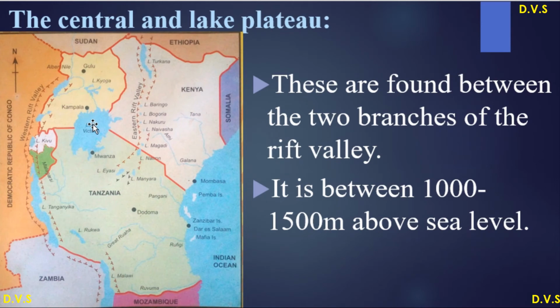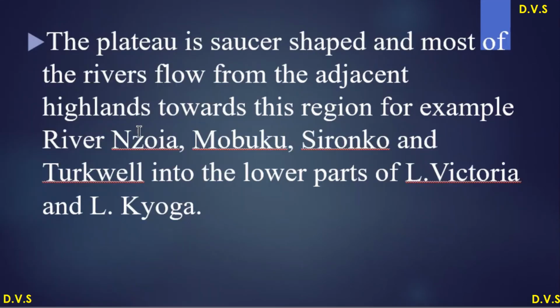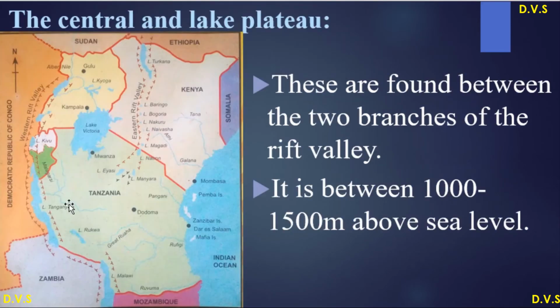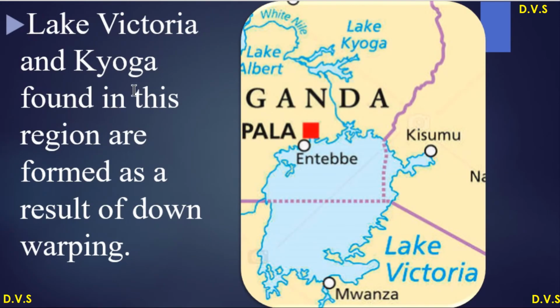As you see, the Lake Plateau has lakes like Kyoga and lakes like Victoria. The plateau is saucer-shaped, and most of the rivers flow from the adjacent highlands towards this region. For example, River Nzoia, Mubuku, Sironko, and Takwel flow into the lower parts of Lake Victoria and Kyoga. If you look at this area, it has a number of rivers connecting to this region, because it's a low-lying area.